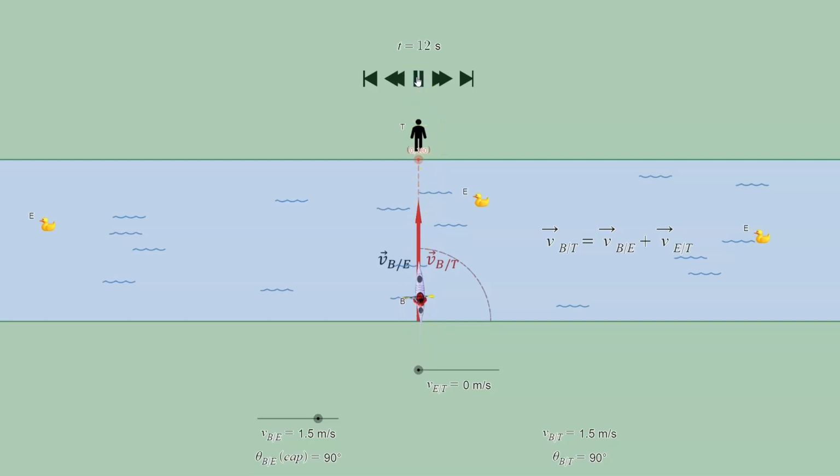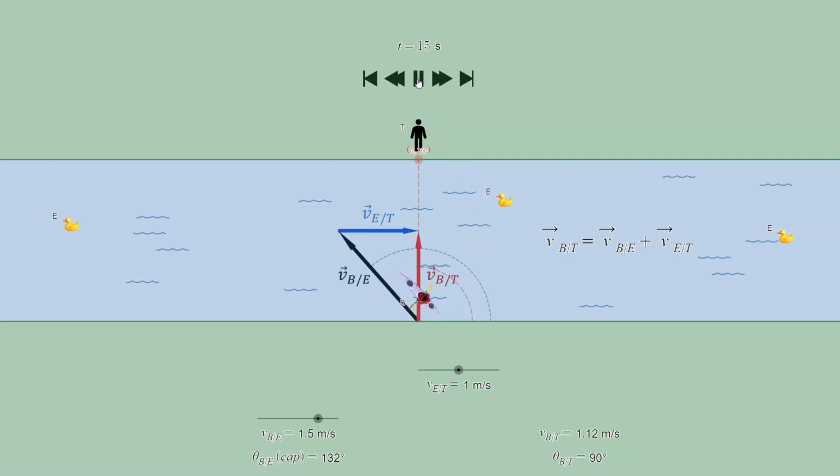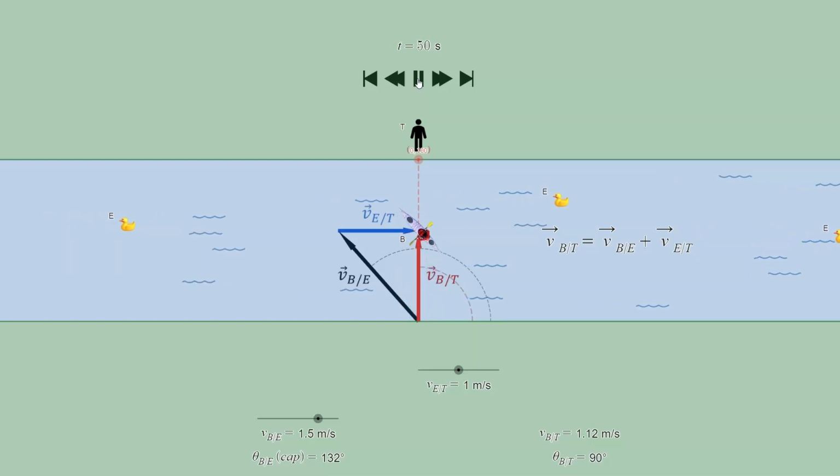If the velocity of the water relative to the land is 0, he will point his boat directly towards the point in question. If the velocity of the water relative to the land is 1 meter per second to the right, and if he points his boat directly towards this point, the current will make him deviate from the desired trajectory. He must therefore compensate for the current by pointing his boat a little to the left.